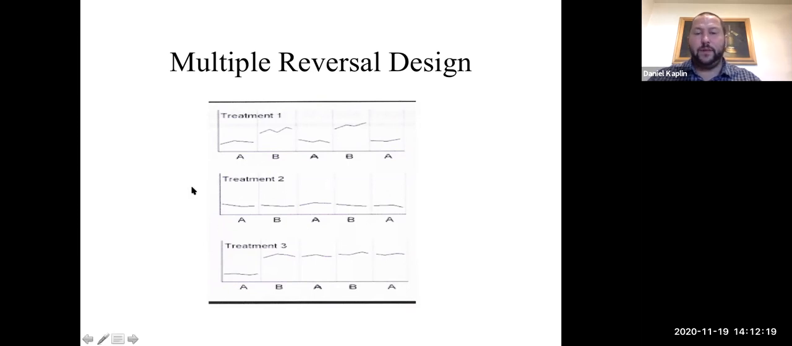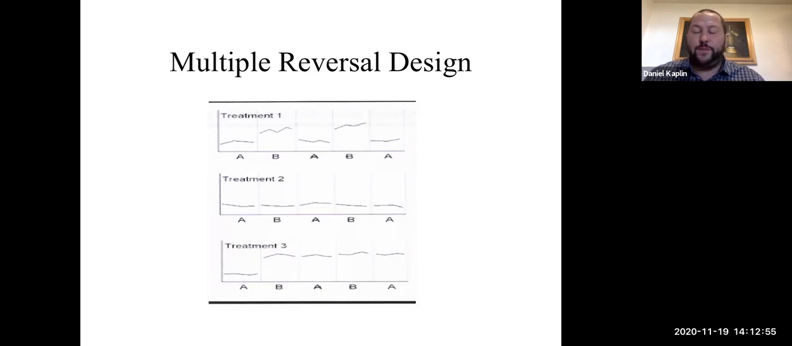Treatment 2, we can say with fair certainty that the treatment was ineffective, right? Because no matter when we introduced, removed, reintroduced, removed, the levels for treatment 2 just stayed at baseline levels. So we're not going to say that was an effective treatment. Now, treatment 3 is, it's complicated. It's possible that treatment 3 was effective. It's possible that treatment 3 was not effective.